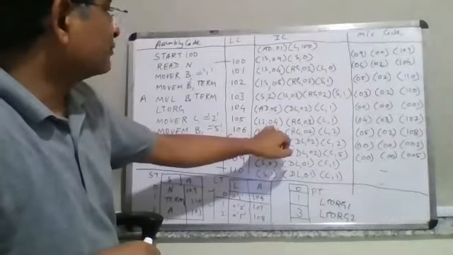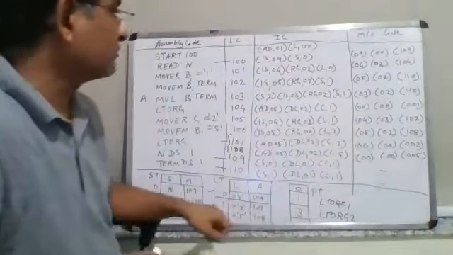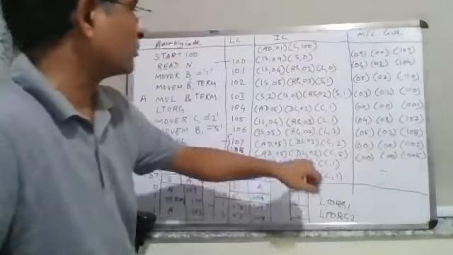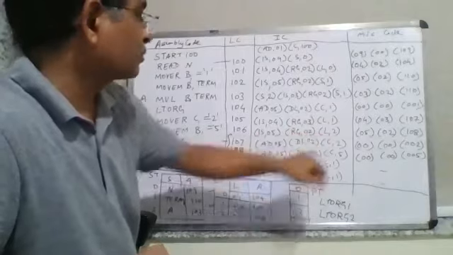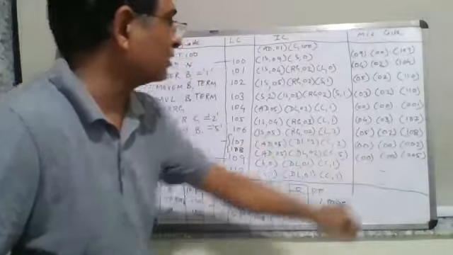Then this is 4 and 3 and with literal 1. So 4, 3, and what is literal 1 is 107, right? So the address is 107. So 107 is populated. Likewise 05, 02, literal 2. So 05, 02, literal 2 is present at 108. So 108 will be populated here.